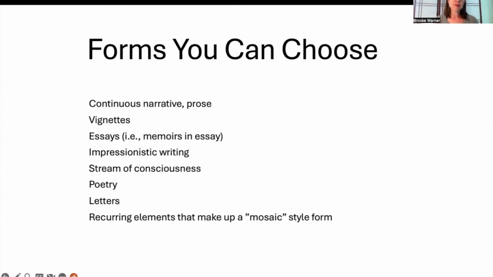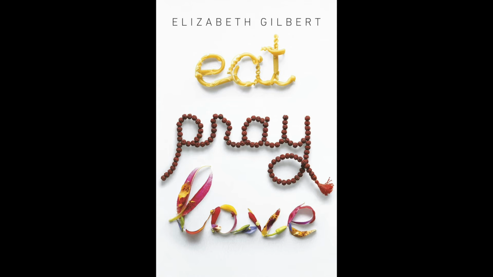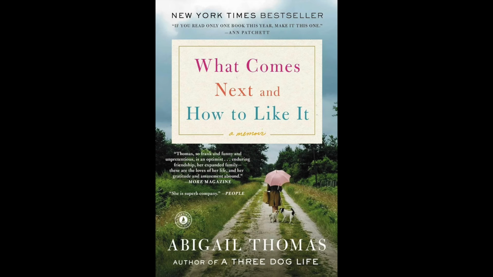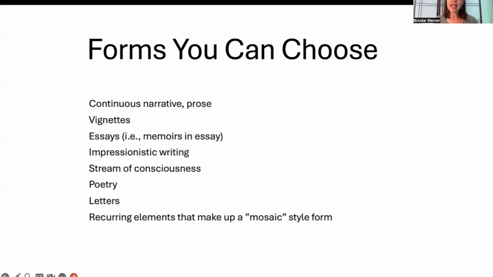But over time, we're seeing more different kinds of writing, vignettes. Eat, Pray, Love, frankly, is a series of vignettes, right? They're very small, episodic kinds of chapters. Same with The Glass Castle. Same with a lot of Abigail Thomas's work because she writes in these small bits. Essays, memoirs and essays. These are less common, but certainly they exist.